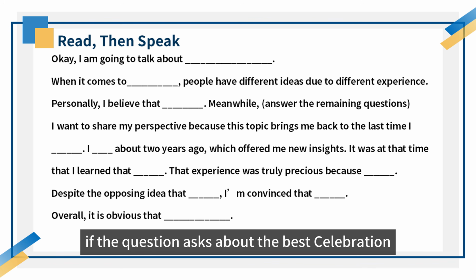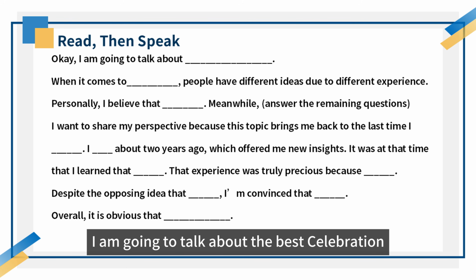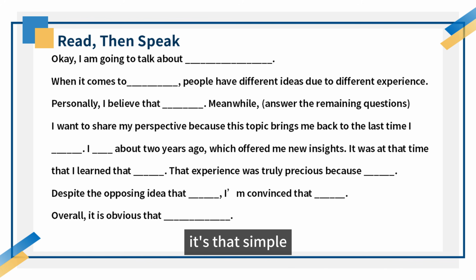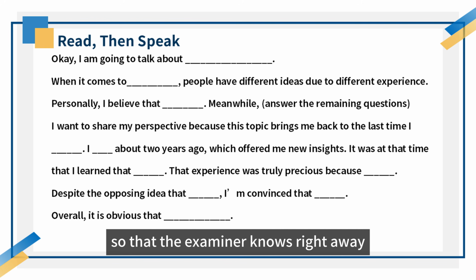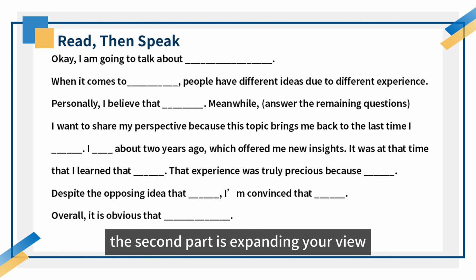For example, if the question asks about the best celebration you've ever attended, you just say, okay, I am going to talk about the best celebration I ever attended. It's that simple. Just clearly state the topic so that the examiner knows right away what you are going to talk about.